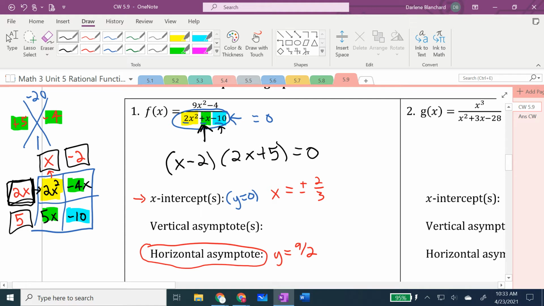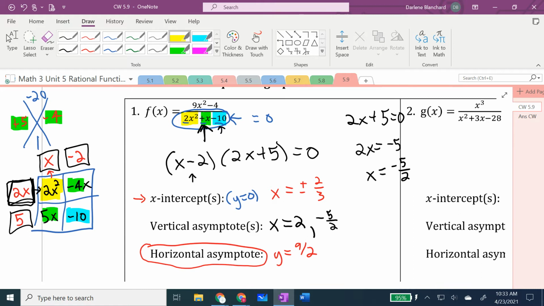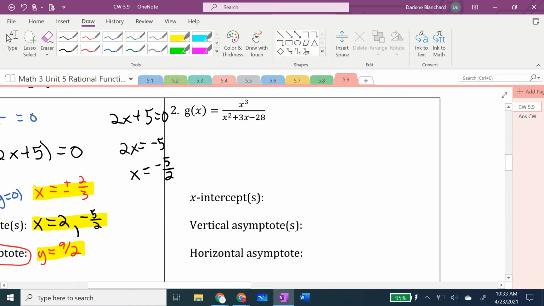And from there, solving for each individual factor equal to 0. X minus 2 equaling 0 will give me a positive 2. 2x plus 5 being equal to 0 will give me a negative 5 halves. You can write that as negative 2.5 if you like. You can write it whatever way you want. What we get is that these are the answers. That's number 1. Now let's look at number 2.